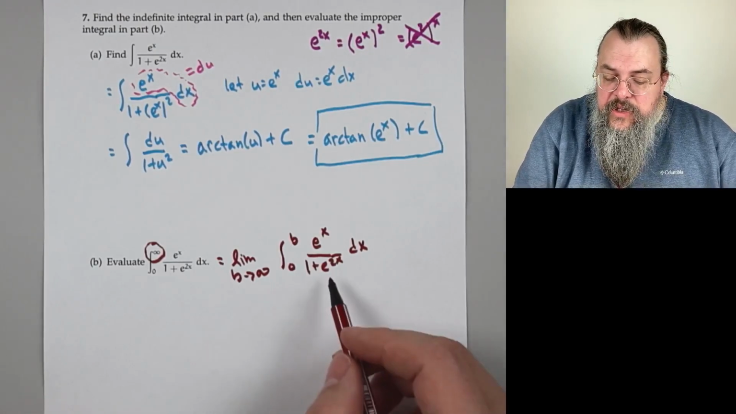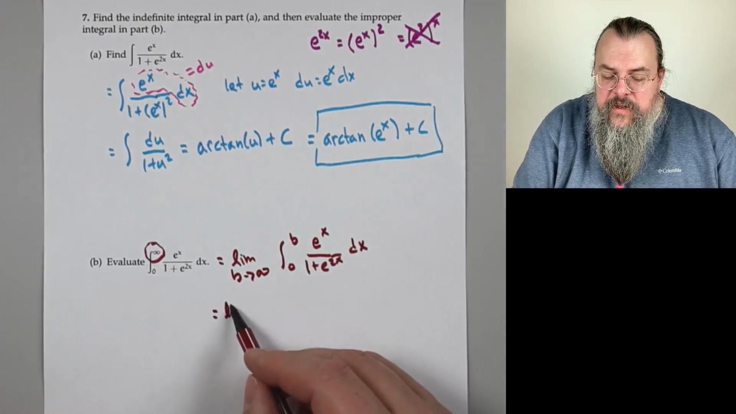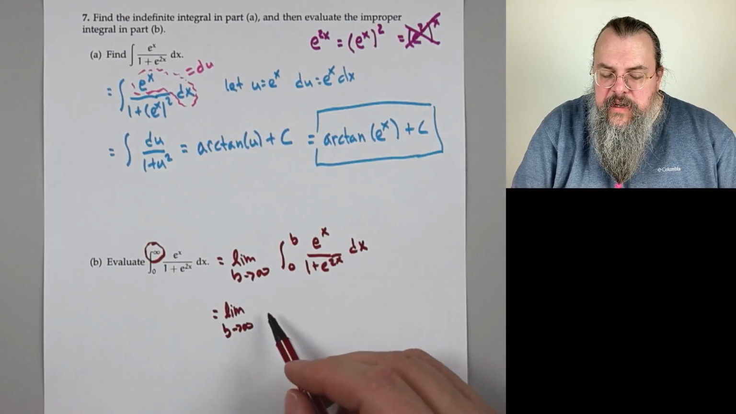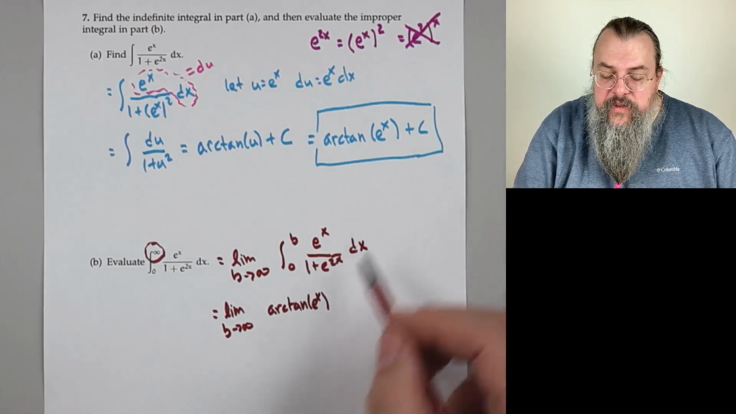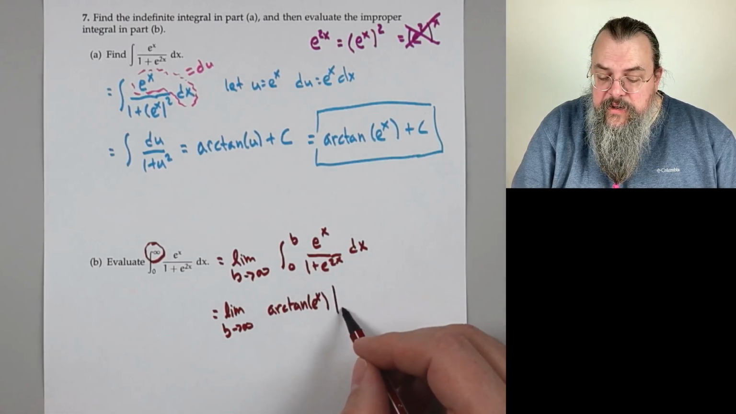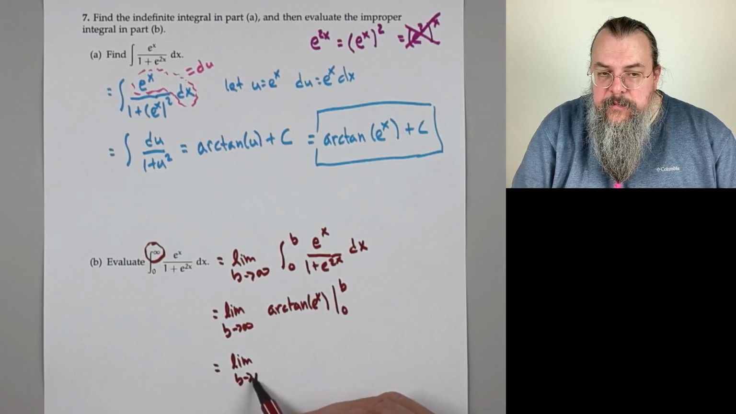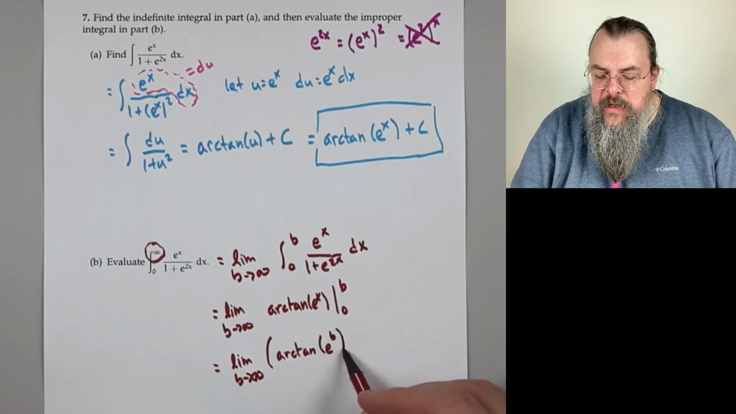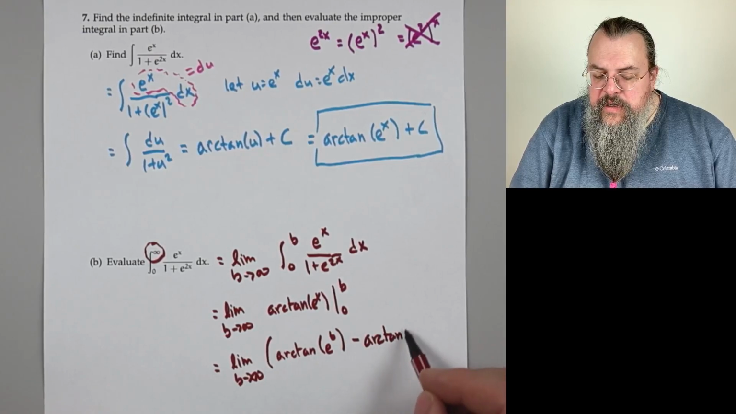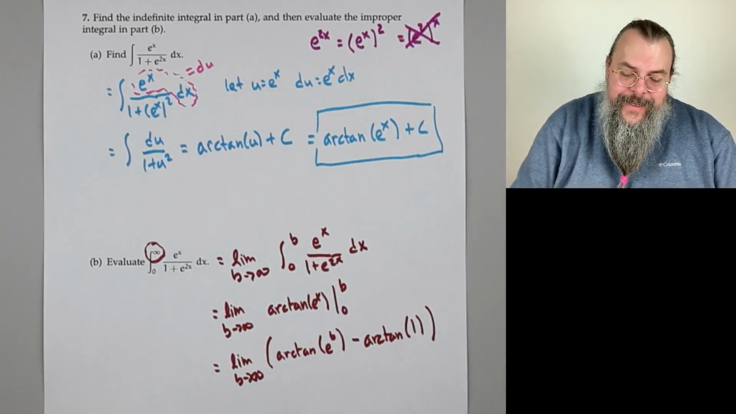Well, we can actually integrate that because that was the whole moral of part A. So this is our limit as b goes to infinity of arctangent of e to the x. We don't need the plus c anymore because it's a definite integral now. Evaluate that from 0 to b. And that's the limit as b goes to infinity of arctangent of e to the b, subtract arctangent of e to the 0, which is arctangent of 1. All right, so, good.